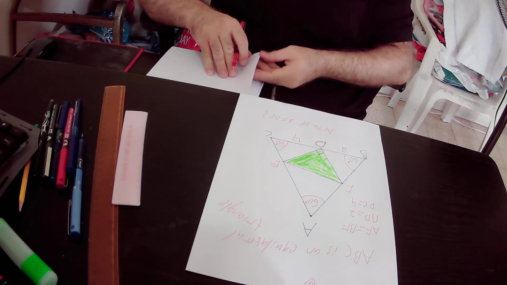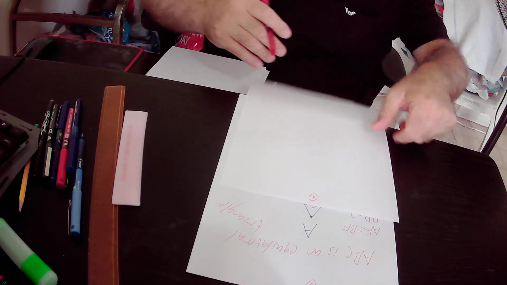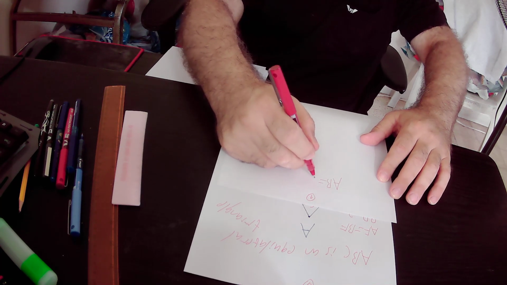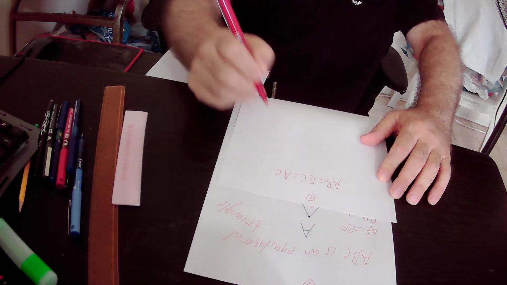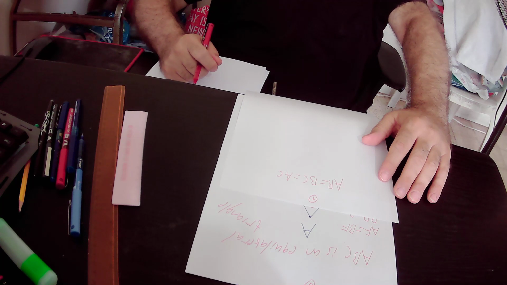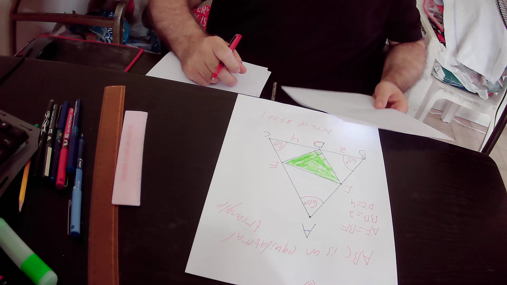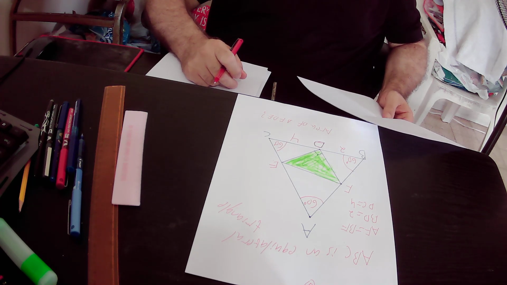AB equals BC equals AC. It is true for any equilateral triangle. All the angles of any equilateral triangle are equal to each other, and all the angles of an equilateral triangle are equal to 60 degrees.